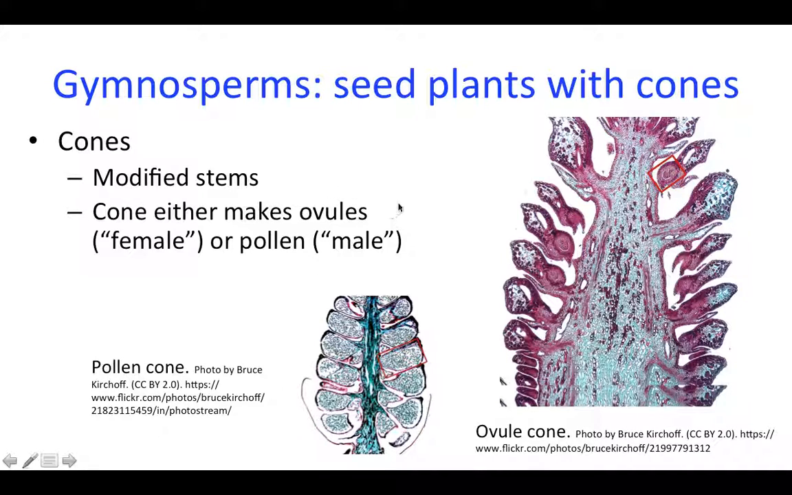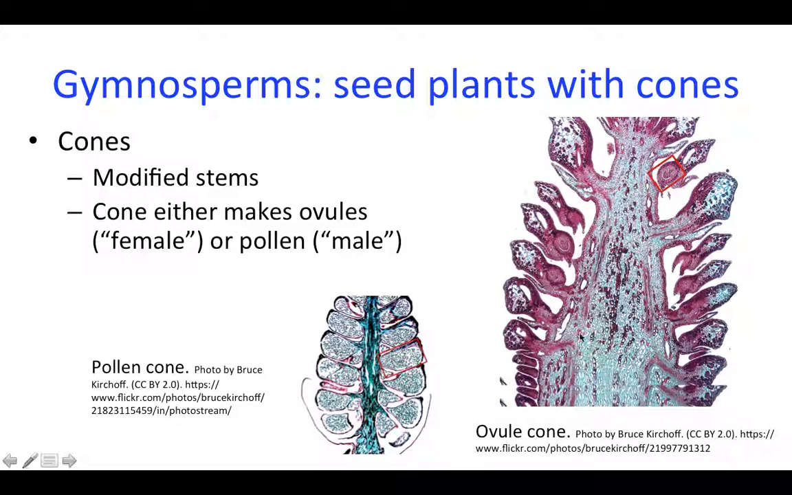So that's talking a little bit about seeds generally. Let's focus now on the gymnosperms. We said that gymnosperms are plants with cones. A cone is a modified determinate stem. And you can see here that it looks kind of like a stem. The ovule cone pictured on the right has a really thick central stem, but nevertheless it's a central axis with things coming off of it.